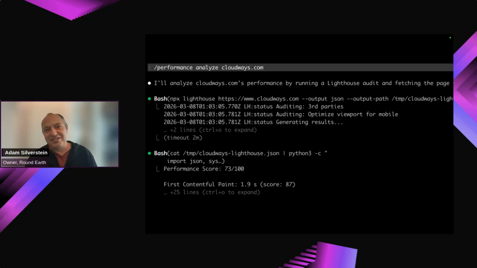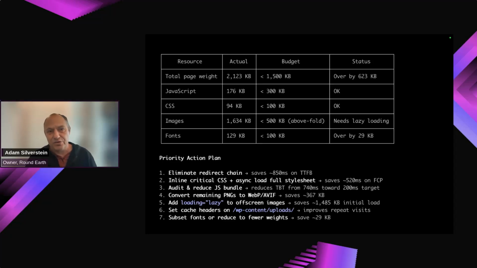And so once you have this installed, you just type /performance, analyze this site. And you'll see the very first thing it does is it goes out and it runs a Lighthouse report. And then it goes through all of these different steps to analyze that data. It might look at the source code of the page. It might do a bunch of different things. And in the end, it's going to give you this sort of prioritized action plan. And you're in your AI environment now, right? So you can ask follow-up questions. What does that mean? Number one, eliminate redirect chain.